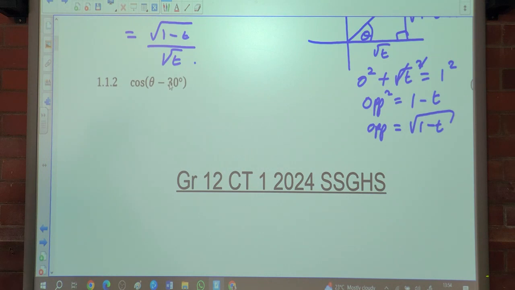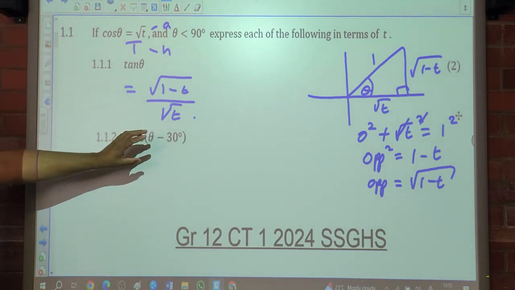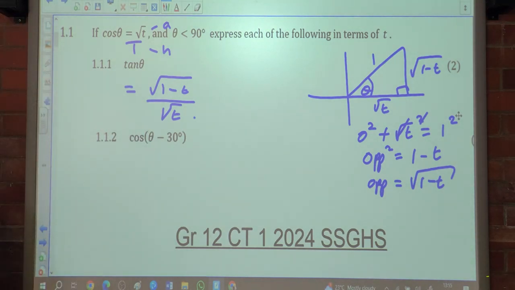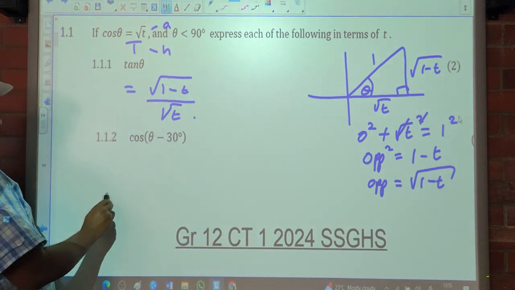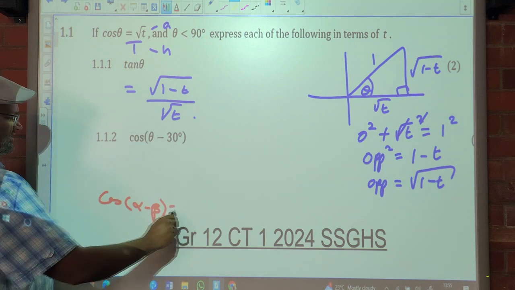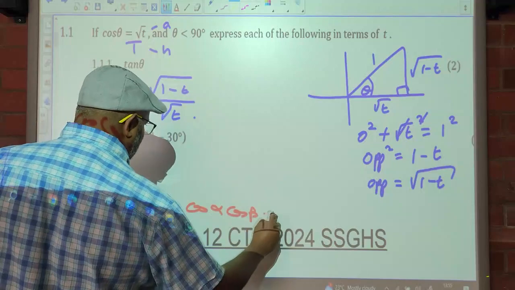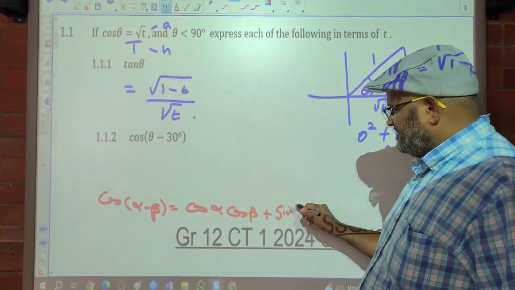1.2. The question then says cos of theta minus 30. This should remind us of compound angles. Not so. So, the compound formula, and I gave you a formula sheet that you asked so nicely for, which you didn't use. Cos of alpha minus beta can be written as cos alpha cos beta plus sin alpha sin beta.